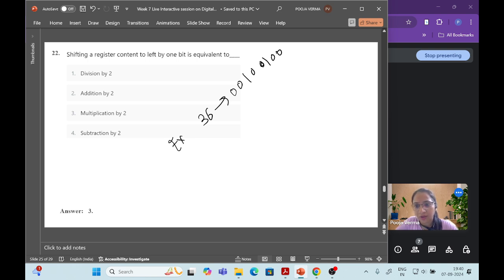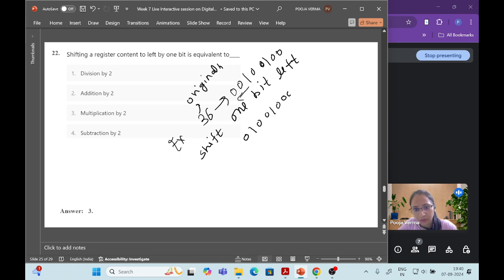If we shift one bit left, this is the original bit. If we shift, that means shifting this side, right? Shift one bit left, then we will get 0 1 0 0 1 0 0 0, right? Now again convert it into decimal, then you will find out what happens to the original value 36.